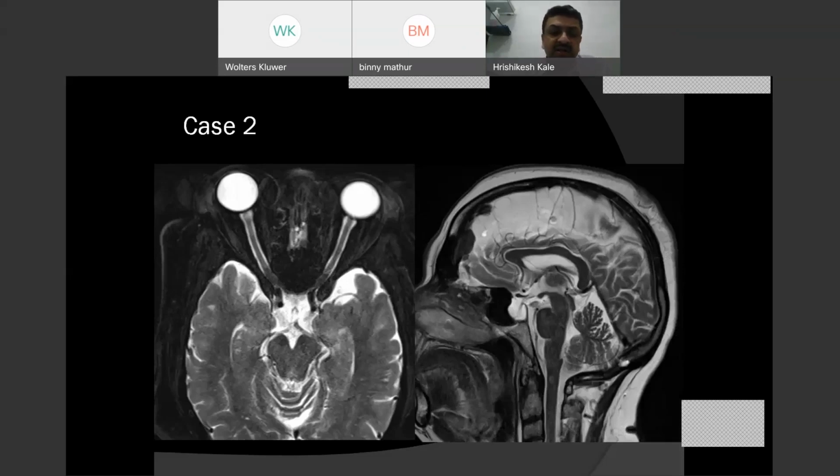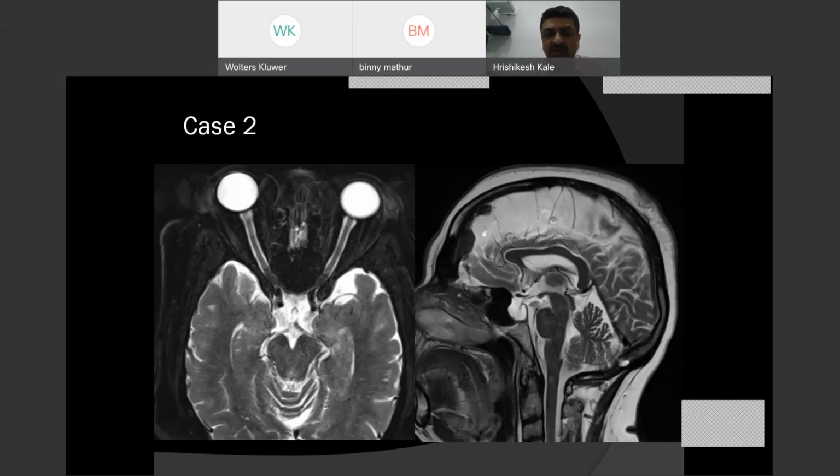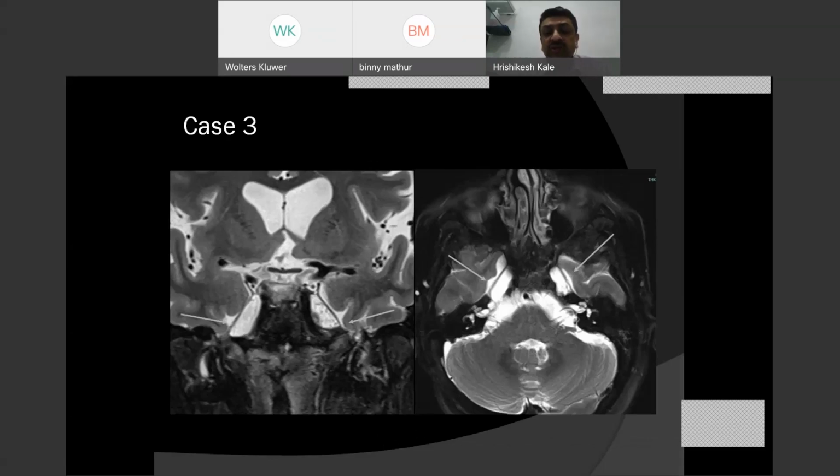This is the second case. Again, here you can see there is a prominence of the CSF sleeve around both optic nerves and an empty sella. So not all of these findings will be present in all patients. Sometimes you can have dilation of the Meckel's cave as well. So in our third case here, what we see is there's a dilation of the Meckel's cave. So you may not always see an empty sella. You may sometimes see dilation of the Meckel's cave rather than an empty sella.